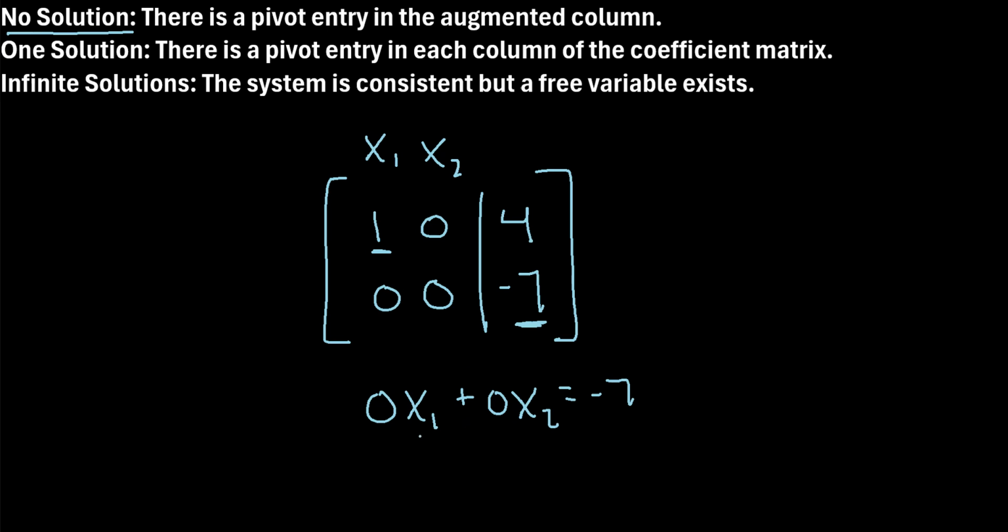Well, there's no value that we could plug in for x1 and x2 to make this expression true, because 0 times something plus 0 times something is always 0. So this could never equal negative 7. In other words, we would say that this system is inconsistent, or there is no possible solution. So keep that in mind.